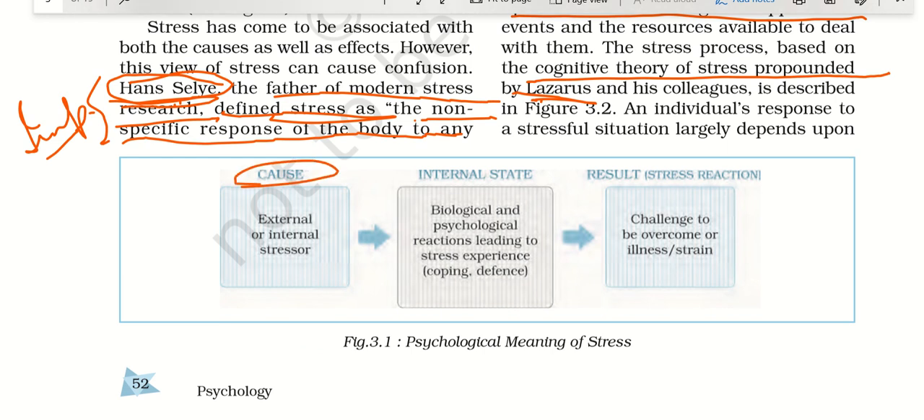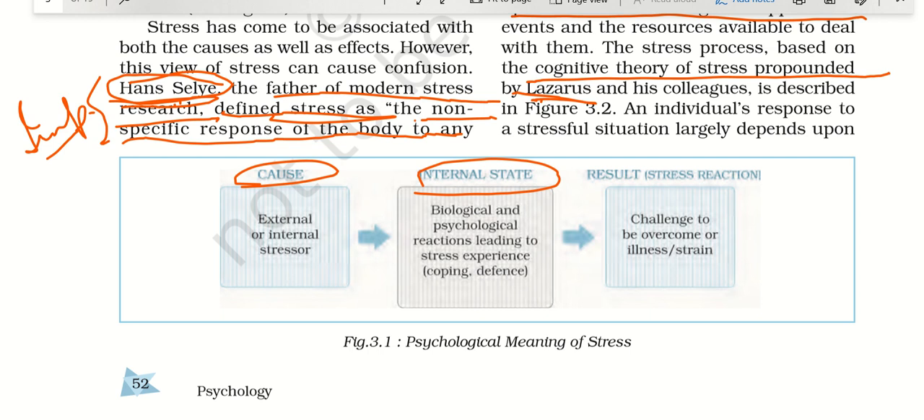So there are many internal and external causes of stress. The variables, the stimuli which result in stress, are called stressors. So there are internal stressors and there are external stressors. Then we have internal state, which can be biological, like you have some migraine problem or some respiratory problem. Then we have biological and psychological reactions leading to stress experience, like the coping mechanisms and defense mechanisms you're using to avoid a stressful situation.